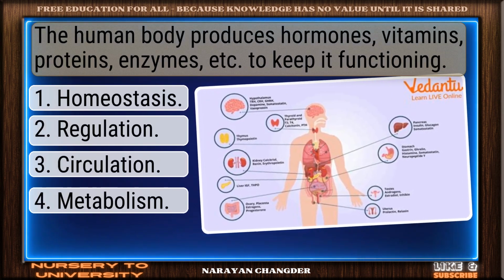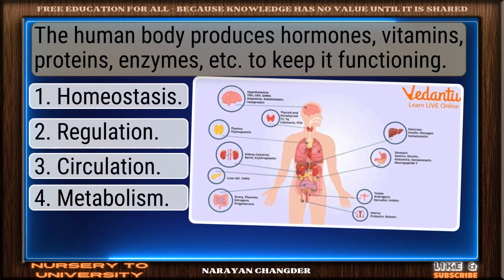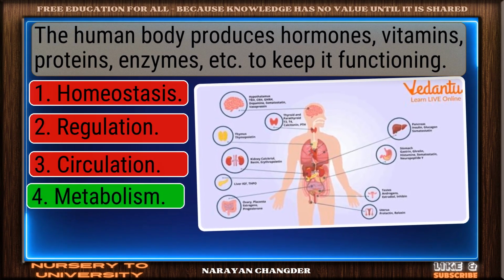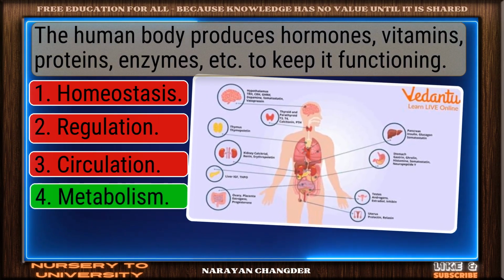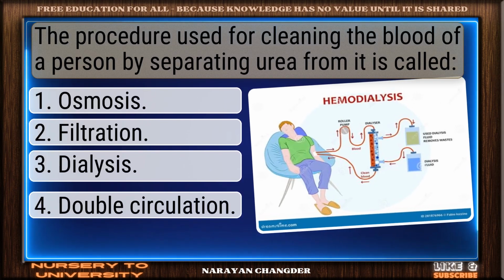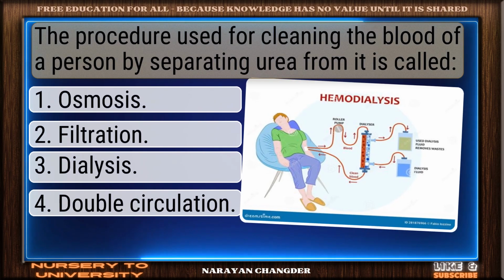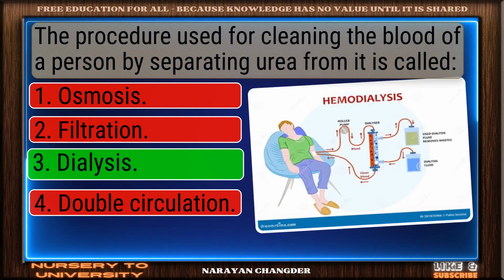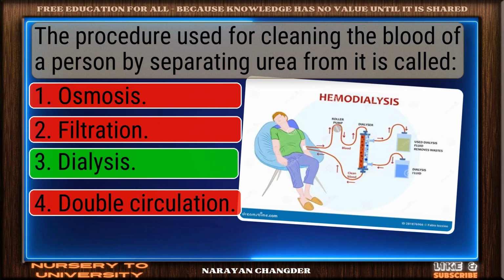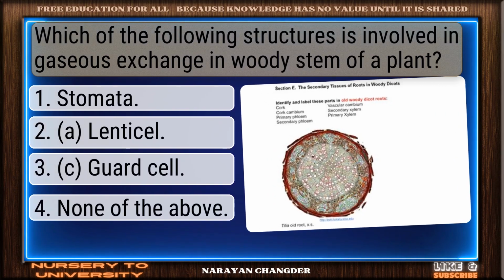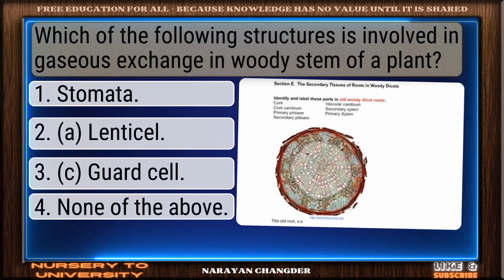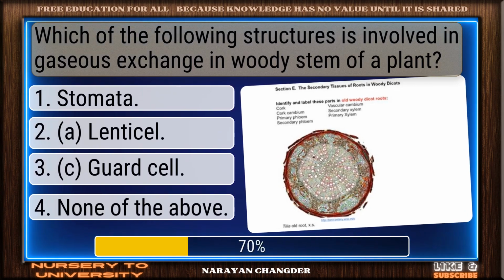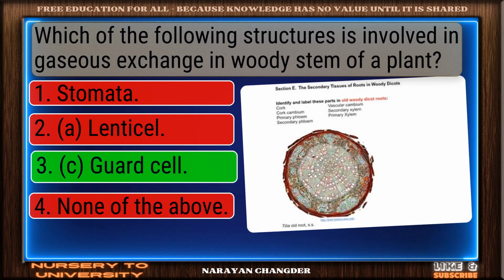The human body produces hormones, vitamins, proteins, enzymes, etc. to keep it functioning. Nice selection. Metabolism is correct. The procedure used for cleaning the blood of a person by separating urea from it is called... Excellent. Dialysis is well reasoned. Which of the following structures is involved in gaseous exchange in woody stem of a plant? Bravo, lenticel is the answer.